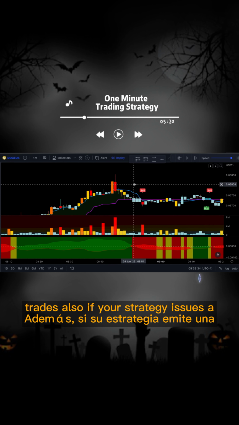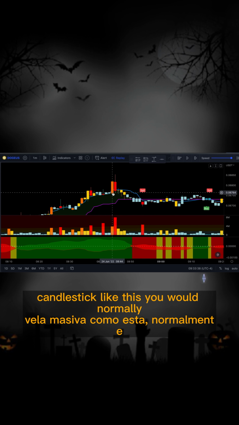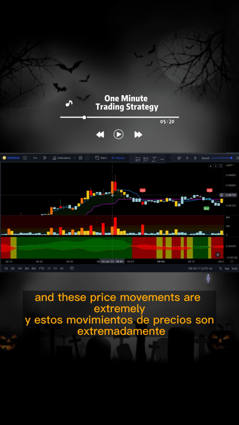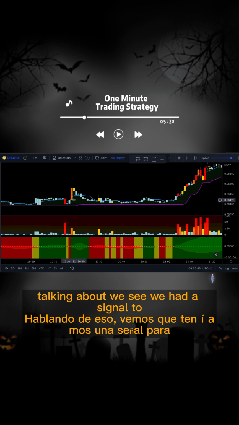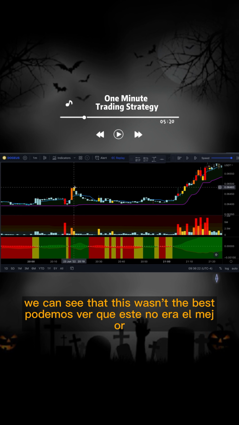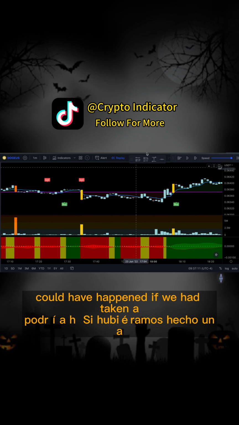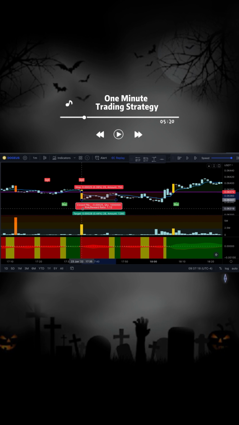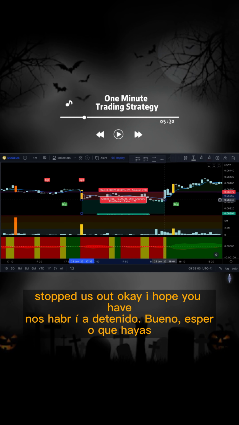Also, if your strategy issues a signal to go long or short on a massive candlestick like this, you would normally skip this signal, because we want to control the outcome as much as we can, and these price movements are extremely unpredictable. And this is what I'm talking about. We see we had a signal to go long right on this candlestick, and we can see that this wasn't the best price to enter this trade. The same thing right here, and you already know what could have happened if we had taken that trade. The price would have reversed and stopped us out.